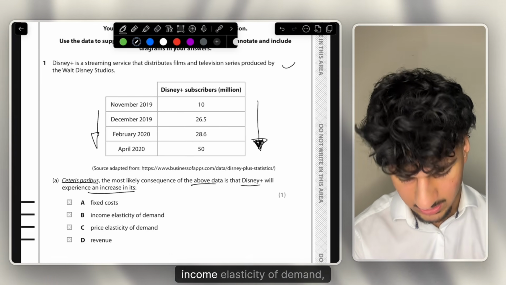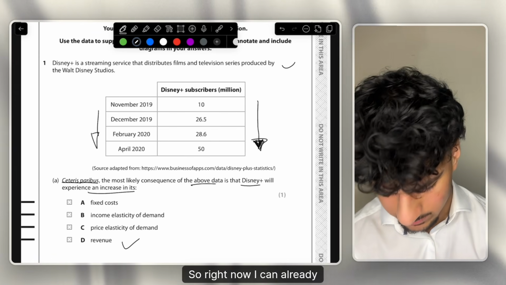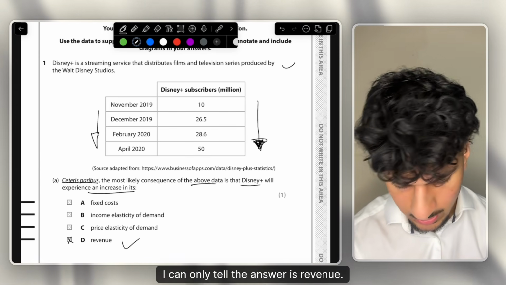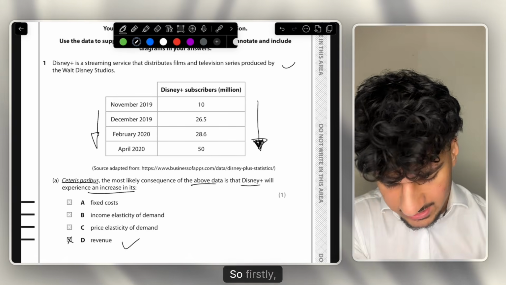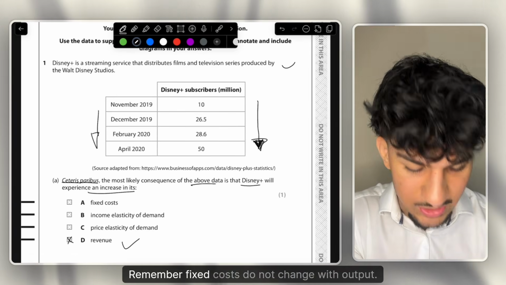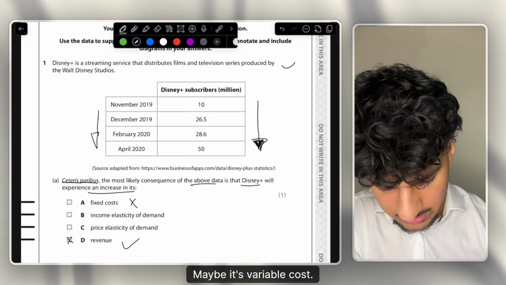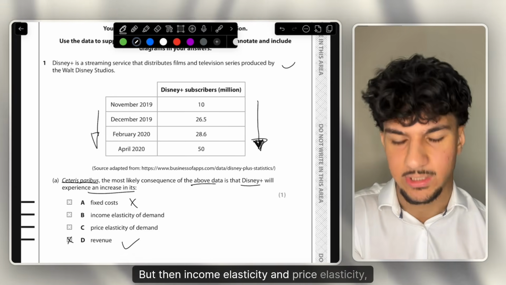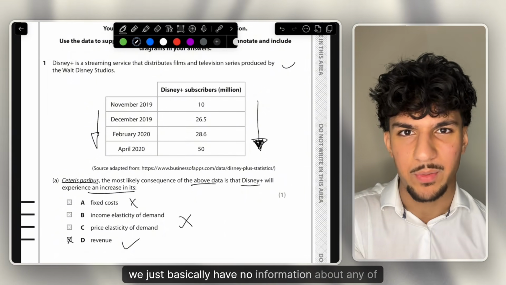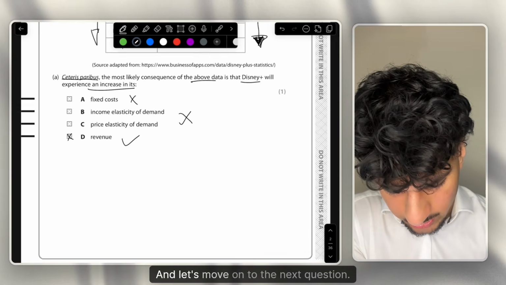We have fixed costs, income elasticity of demand, price elasticity of demand, revenue. So right now I can already tell the answer is revenue, but why is it not the rest of them? So firstly, fixed costs. Of course, what are fixed costs? Remember, fixed costs do not change with output, therefore it cannot actually be fixed costs. Maybe it's variable costs, it could have been. But then income elasticity and price elasticity of demand, we basically have no information about any of that, so it's not going to be that. But yeah, the answer here would be D, and let's move on to the next question.